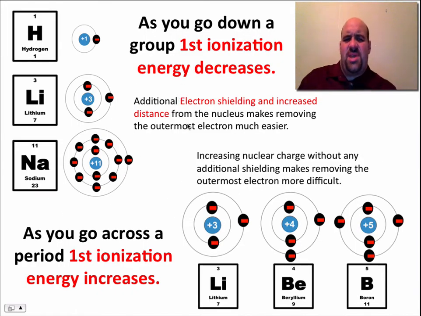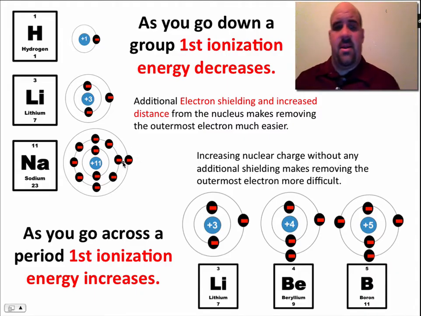And this slide is just chock full of stuff, so let's go through it. As you go down a group, first ionization energy decreases. Now remember, ionization energy is the amount of energy you need to remove an electron. So by saying ionization energy is decreasing, you're saying it gets easier to remove this electron. You need less energy as you go down to take this electron. And this should make perfect sense to you right now.